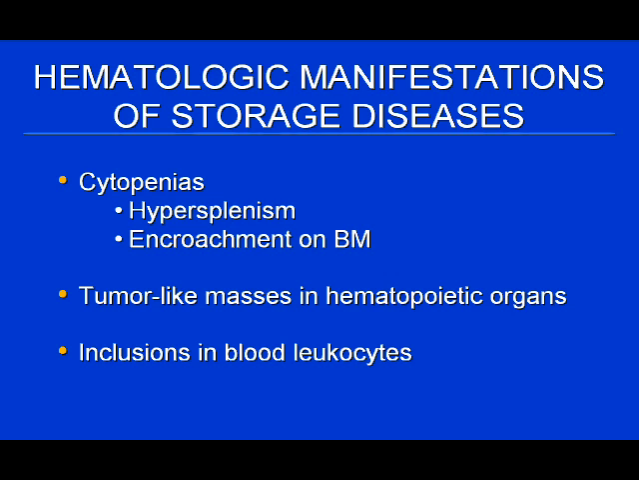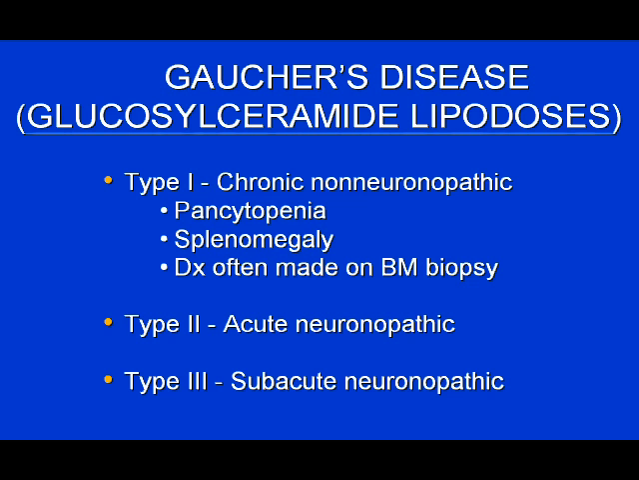Another way in which patients with storage disease may present is with tumor-like masses. They may have lymphadenopathy, although not that common, but splenomegaly and hepatomegaly may be more common. So tumor-like masses in hematopoietic organs. And lastly, and importantly, there are certain of the storage diseases that result in inclusions in various blood leukocytes. So leukocyte inclusions are another manifestation of storage disease. So we end up doing a bone marrow.